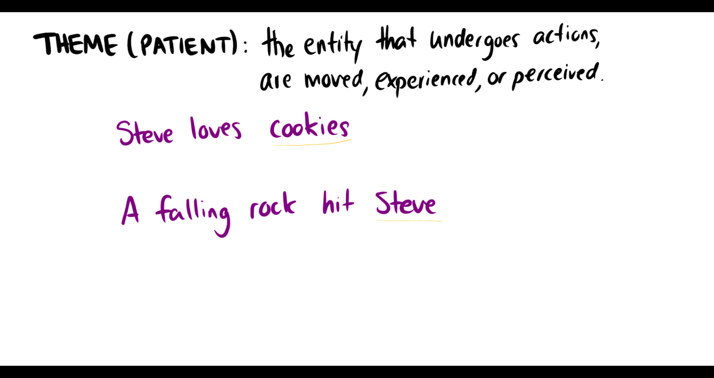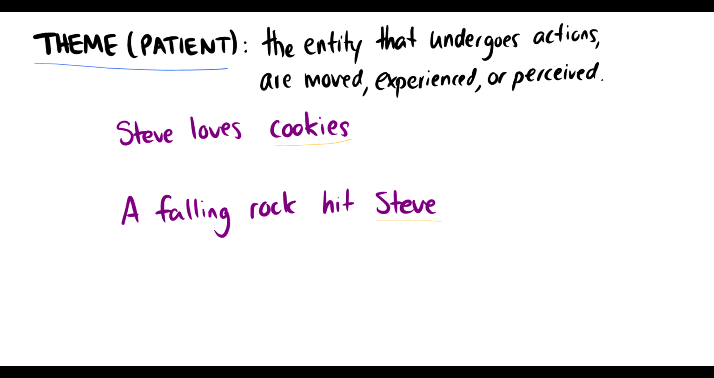Now we're going to talk about themes and patients. Some books will separate the two. It's not really necessary. They're kind of the same thing. And it's basically the entity that undergoes the actions. They are moved, they are experienced, they are perceived. So this isn't the perceiver, the experiencer, or the undergoer. This is the thing that is just undergoing everything.